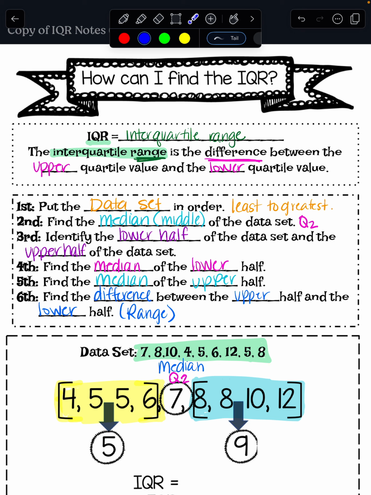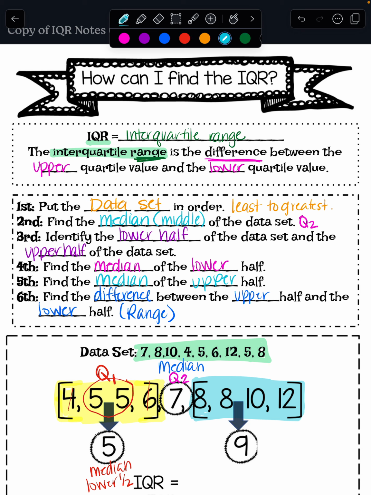Okay? And then after I have found the lower half, I'm going to find the median of that lower half. So again, we're going to take a number off each side until we have 2 numbers left or 1 number. And then I'm going to find the median of this. And again, if you can't remember what the median is when you have 2 numbers, you add them together and divide by 2. But in between 5 and 5 is still just 5. So this is the median of the lower half, and the median of the lower half is known as Q1.